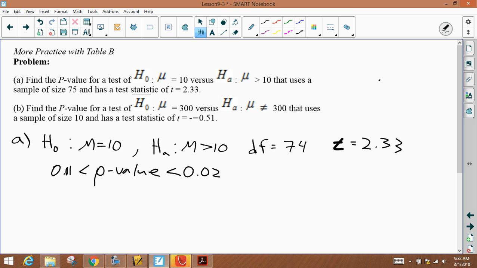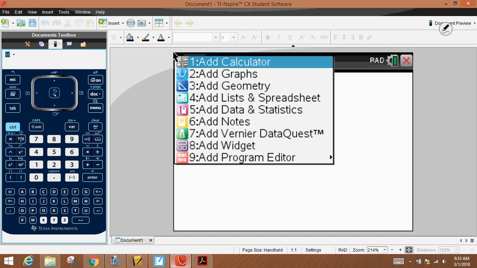Now that's weird, right? I mean, if we had a p-value like that, we would reject the null hypothesis. I don't like that type of a p-value, and that's why I don't use the table very much. I would prefer to get an exact answer. So if we were to take that to our calculator and use our calculator to do it, we can do that using our scratch pad.